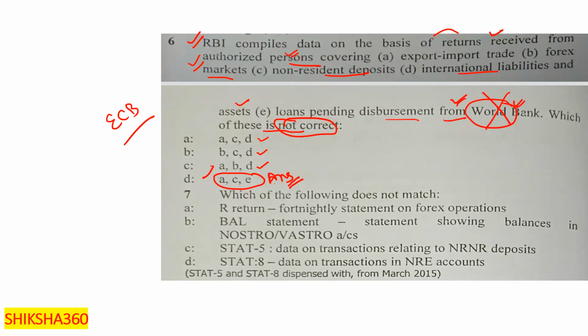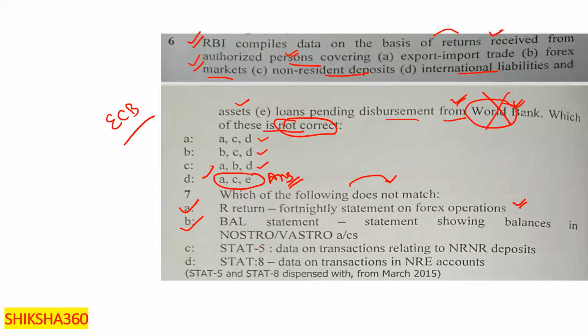Now, question number 7. Which of the following does not match? We have already discussed the returns that have to be submitted. Which of the following returns does not match? First one is the R return, the fortnightly statement on forex transactions. This is correct. The second one is BAL, the balance statement showing balances in the Nostro and Vostro accounts. This is also correct.